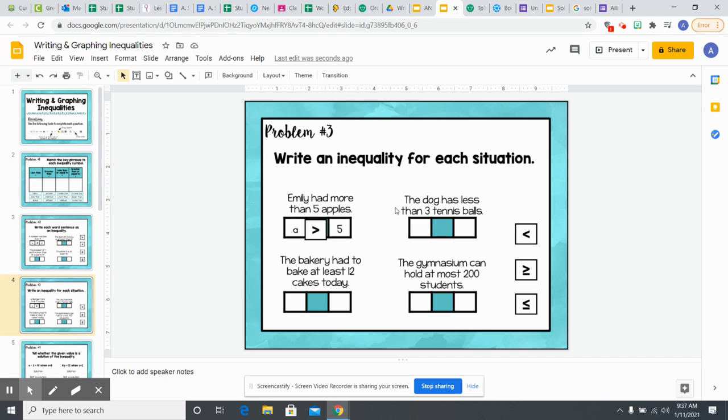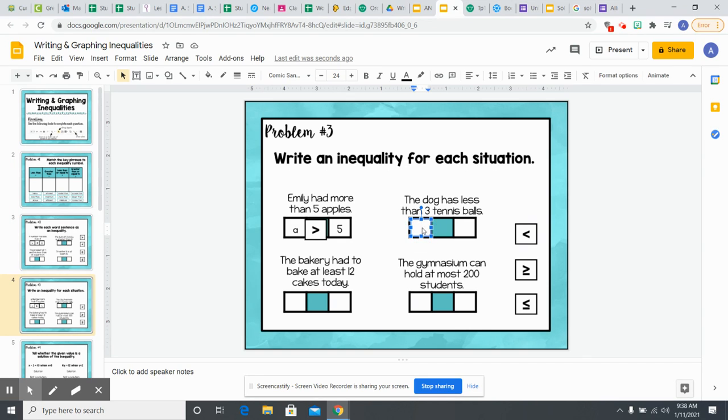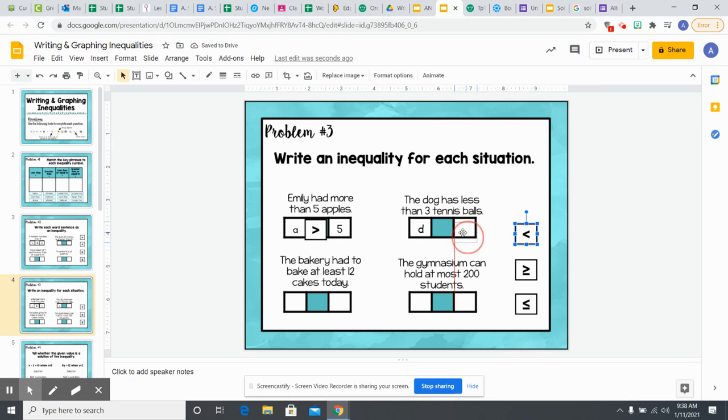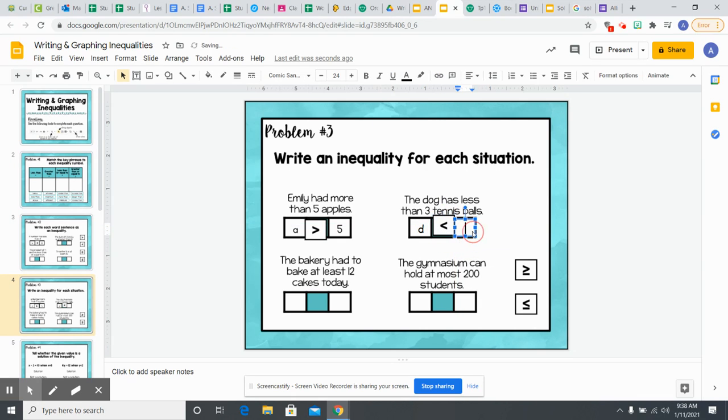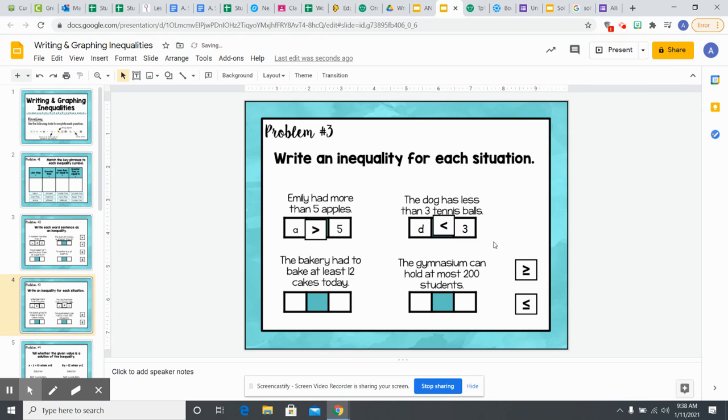Next one, the dog has less than 3 tennis balls. So let's use D for dog. If he has less than 3 tennis balls, that means our tail end has to go towards the D, and then 3. There we go. D is less than 3 because the dog has less than 3 tennis balls.